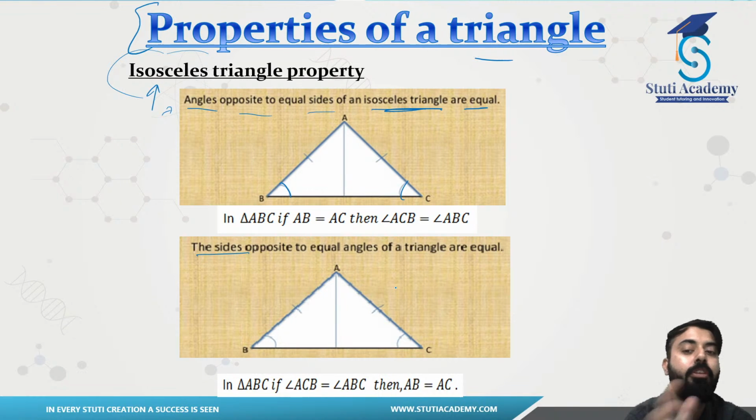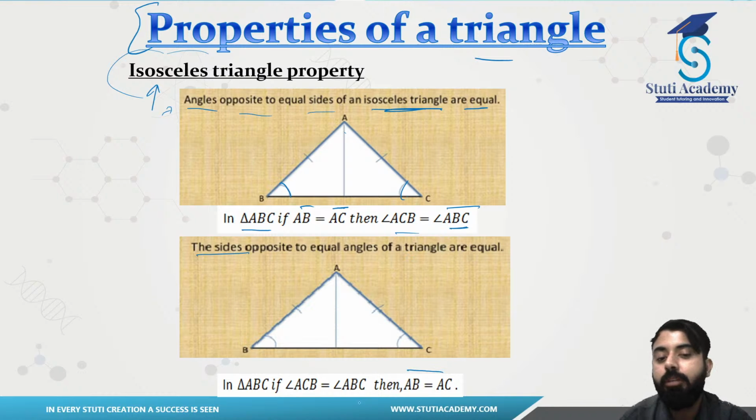We are going to prove this one in a bit. So this states that in a triangle ABC, if AB is equal to AC, then you can say angle ACB will be equal to angle ABC. Similarly, if angle ACB is equal to angle ABC, then you can say AB is equal to AC. So these are the two theorems that we are going to prove now. So for this, let's start with the proof.